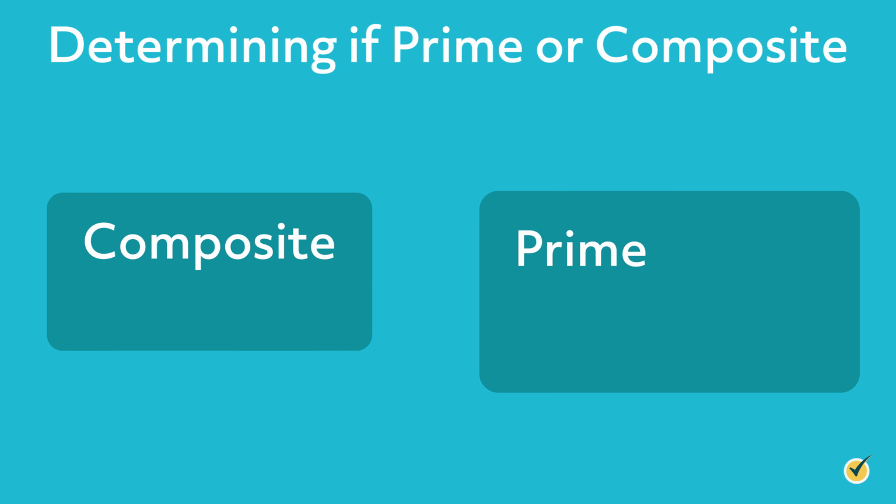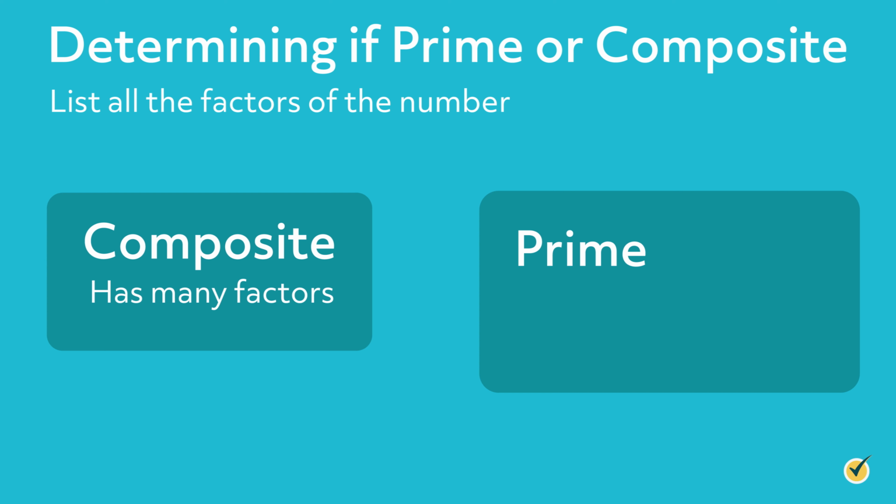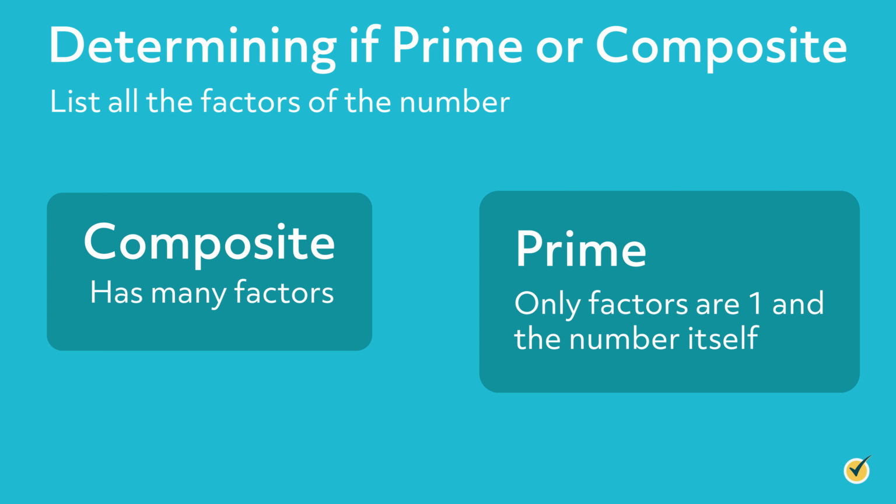To determine whether a number is prime or composite, simply list all the factors of that number. In other words, list all the ways that you can multiply to get the number in question as the product. If the number has many factors, then it is composite. If the only factors are 1 and the number itself, then it's prime. Let's take a look at an example together.